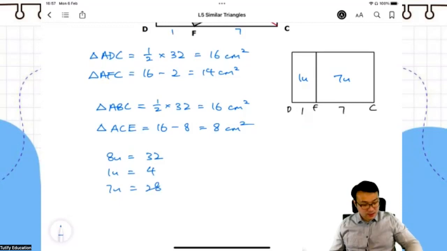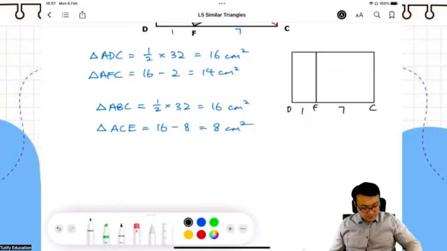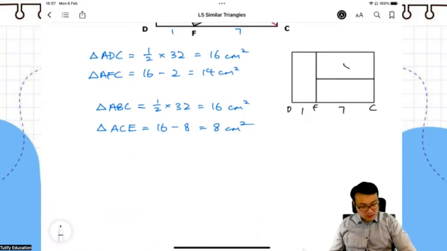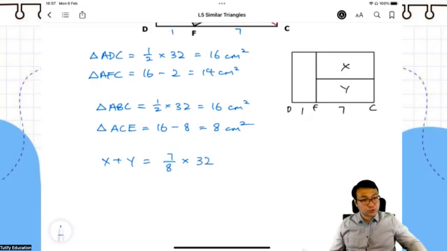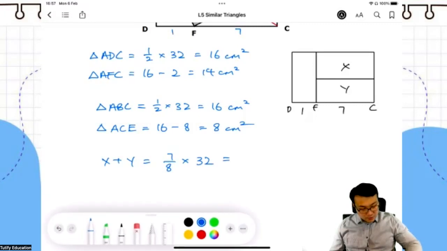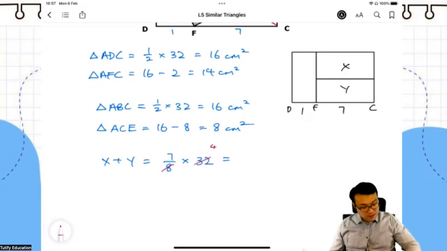Got it. Well done. Another way that we can do is the more advanced way, which is to just use fractions. You want to find what is X plus Y, right? X plus Y equal to 7 out of 8, right? Do you notice these 7 units out of 8 units? 7 over 8 of the rectangle 32, right? And you will also be able to get the same answer. Divide by 8, divide by 8. You'll get 28. Now, can you tell me the area of rectangle Y?